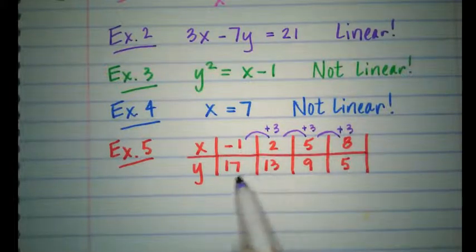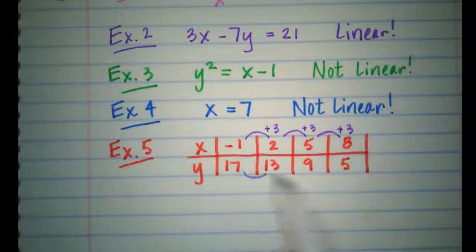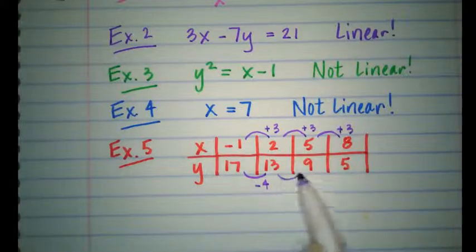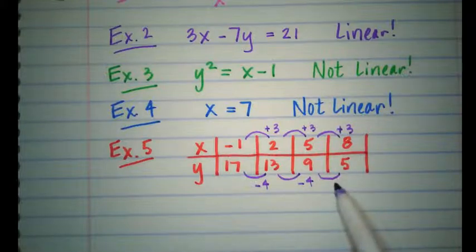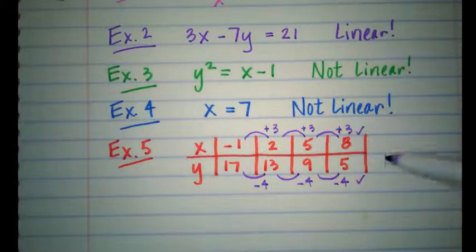All right, let's check what's happening between the y values. From 17 to 13, that's subtracting 4. 13 to 9 is subtracting 4. And 9 to 5 is subtracting 4. So we have a common difference among the x's and the y's. That means this is linear.